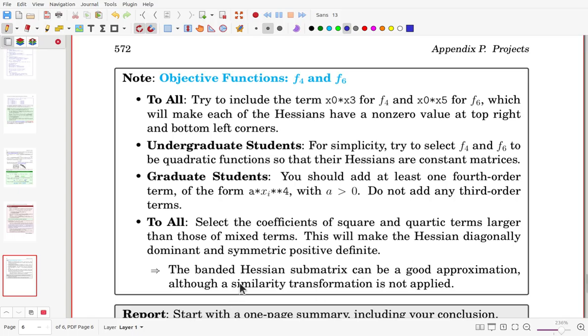Okay. The banded Hessian can be a good approximation, although a similarity transformation is not applied, because a large quantity is given along the diagonal, so even though you cut out everything except the tridiagonal entries, the banded Hessian will be a good approximation. So we are mimicking the similarity transformation. Okay.